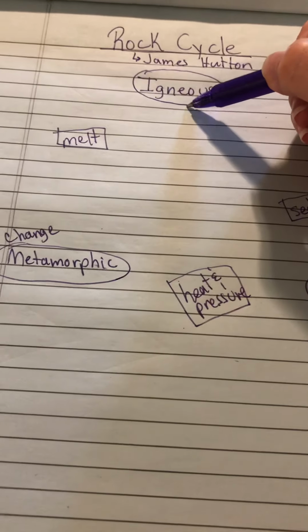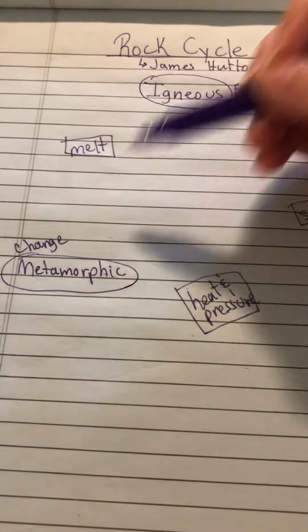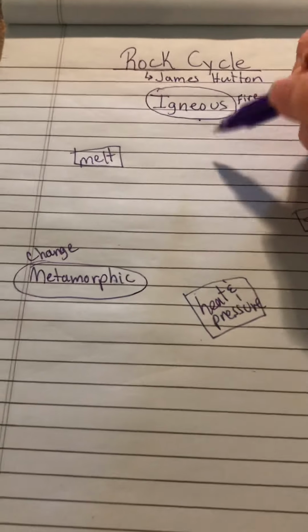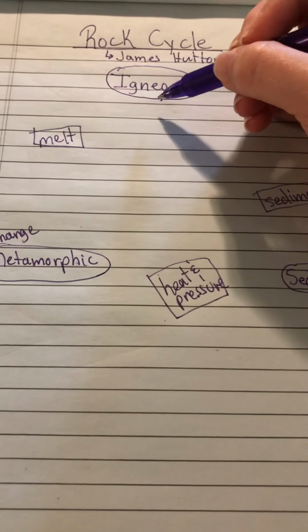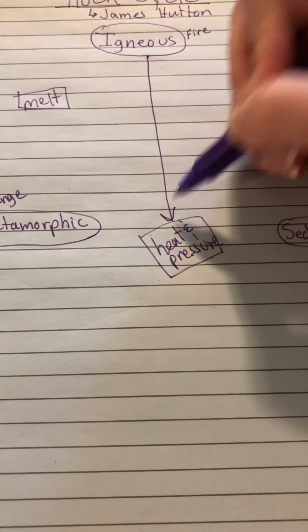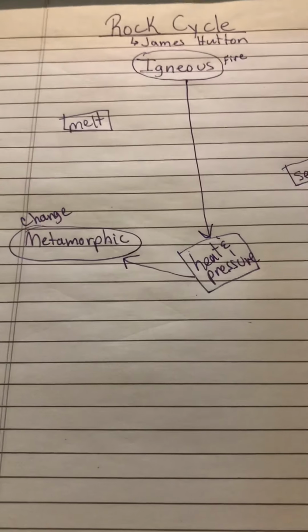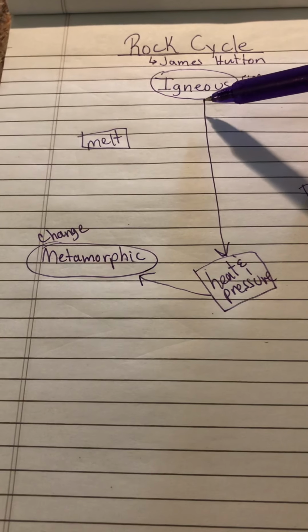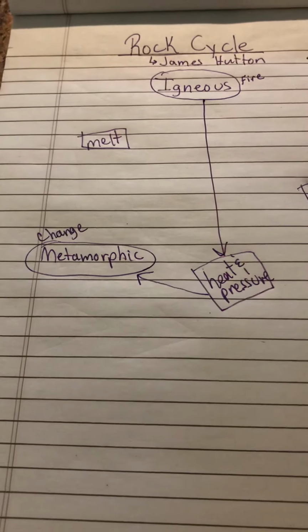Let's start with igneous. Can an igneous rock turn into metamorphic? Yes, it can. The line that we'll draw to show this: an igneous rock, if it goes through heat and pressure, it's going to turn into metamorphic. So igneous can turn into metamorphic through heat and pressure.